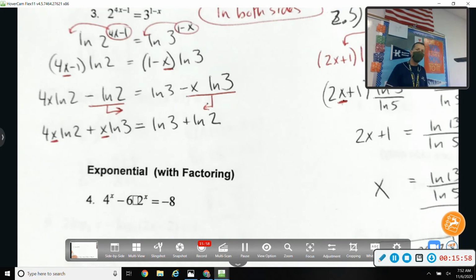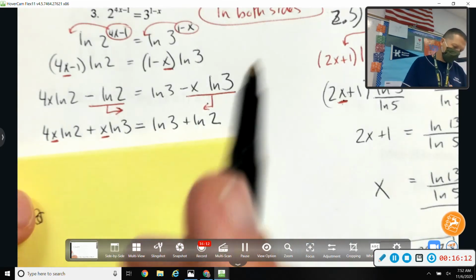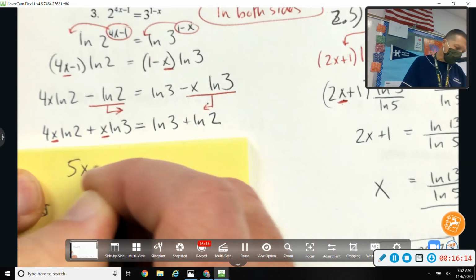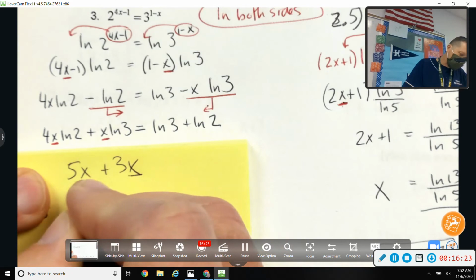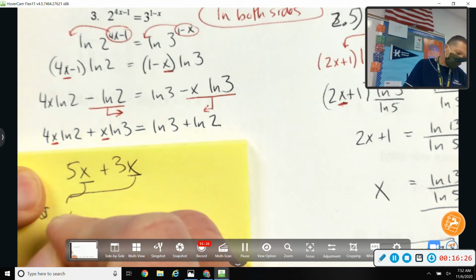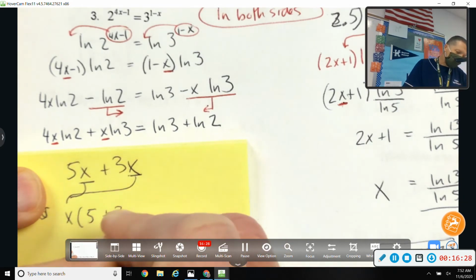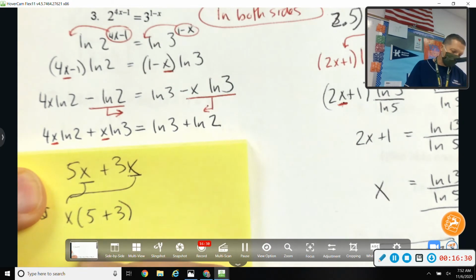Any idea on what we want to do next? I've underlined the 2 x's as an attempted hint. Nobody does this with simple things. You just say 5x plus 3x is 8x. But what your brain did without you even realizing it is you factored out the x. That left 5 plus 3, and then you know that 5 plus 3 is 8.